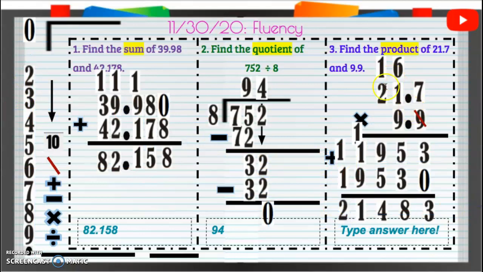No, what did we forget to do? Our decimals, duh. All right, so let's see. In total, in our answer, we're going to move in 2. So in 1, in 2. So our answer here is going to be, we're going to put our decimal in between that 4 and that 8 to make our answer 214 and 83 hundredths. So 214.83, 214, and 83 hundredths. And that's it for our fluency. Great job.